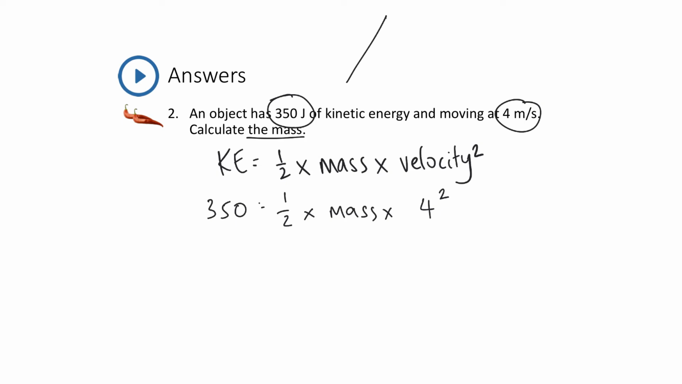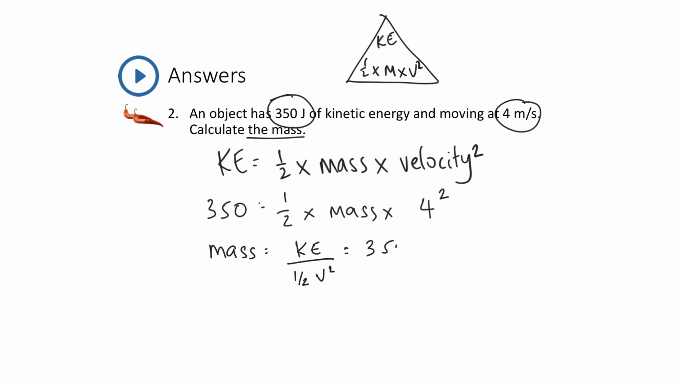And some people prefer the method of the triangle. So mass equals kinetic energy divided by a half times v squared. So we can put in our numbers, 350 divided by a half times 4. So that's the same as doing 350 divided by 2. So that gives us a mass of 175, and our units kilograms. So once again, I hope you got that one correct.